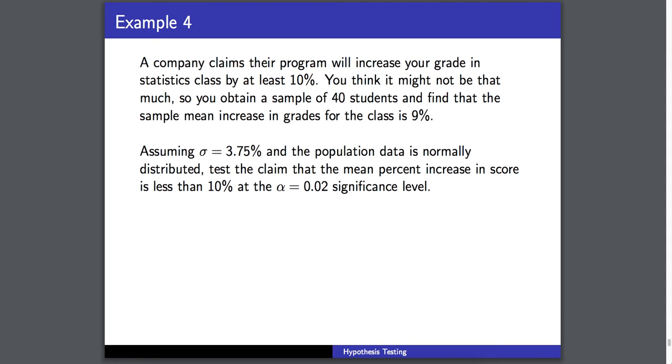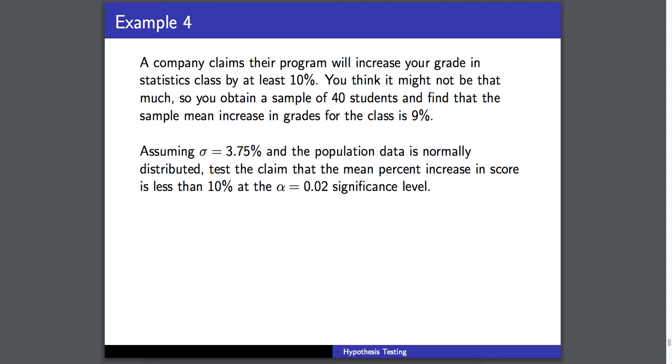Oh, that's very nice. That'd be great if it works. You think it might not be that much, so you obtain a sample of 40 students and find that the sample mean increase in grades for the class is 9%. So assuming a population standard deviation of 3.75% and the population data is normally distributed, test the claim that the mean percent increase in score is less than 10% at the 2% level of significance. So alpha, in this case, is 0.02.